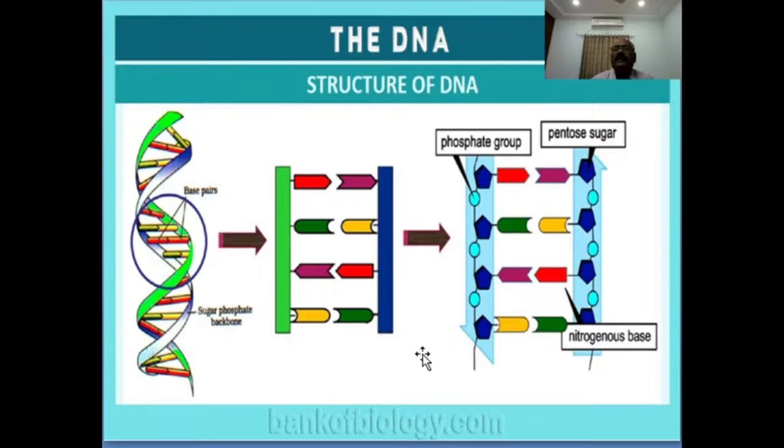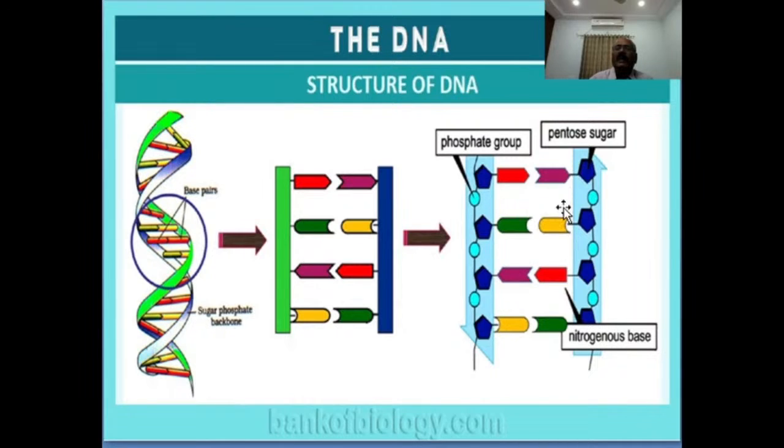In this strand, you see, this is a phosphate group, phosphate group, phosphate group. This is sugar, phosphate, sugar, phosphate, sugar, phosphate. That is pentose sugar, pentose sugar, pentose sugar. That means a 5-carbon sugar. Pentose means 5-carbon sugar.